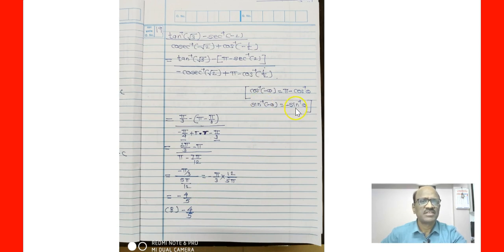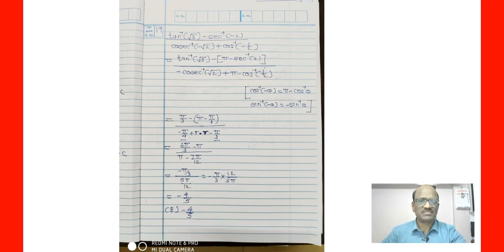Again you have to remember these formulas: cos inverse of minus theta is equal to pi minus cos inverse of theta, and sin inverse of minus theta is equal to minus sin inverse of theta. For some calculations you have to take care, what is the answer, what is the subtraction, what is the angle, and then you will get the correct options.